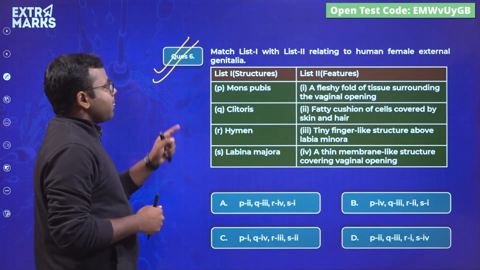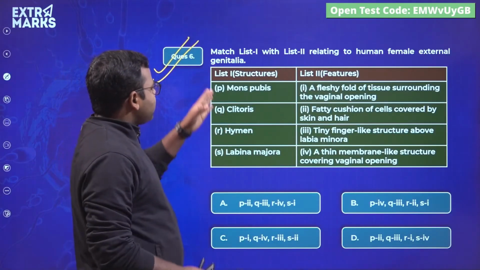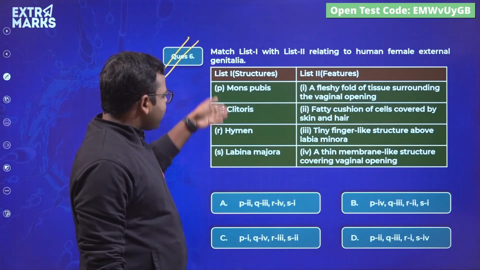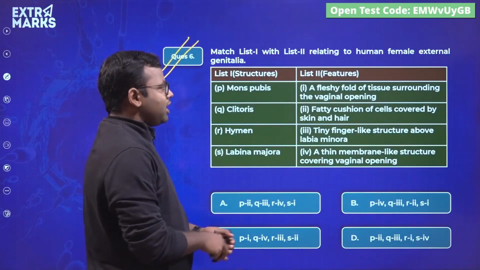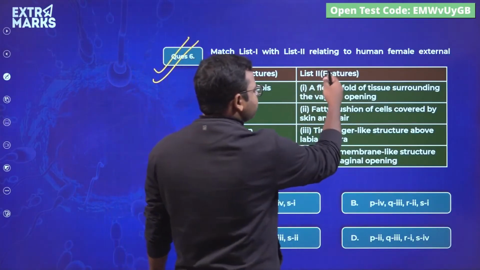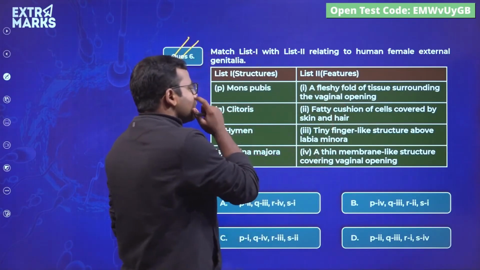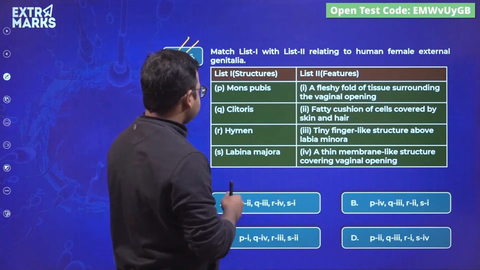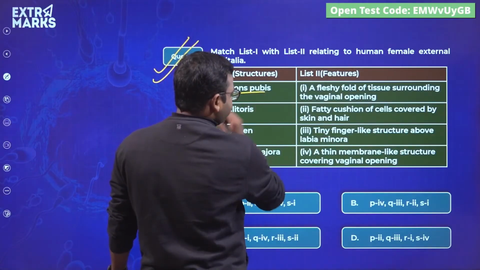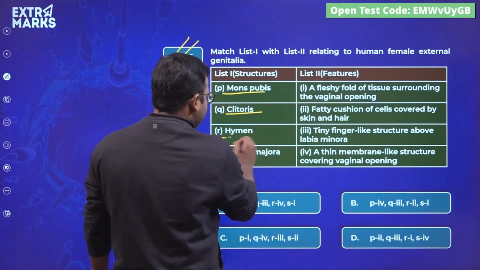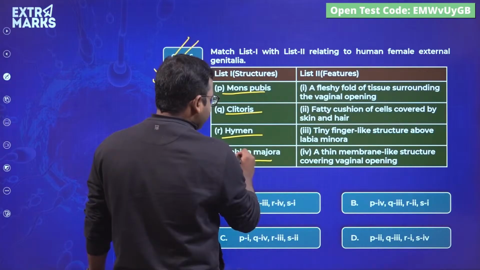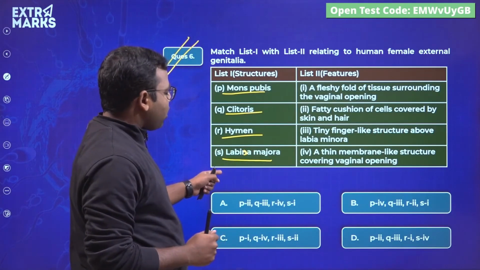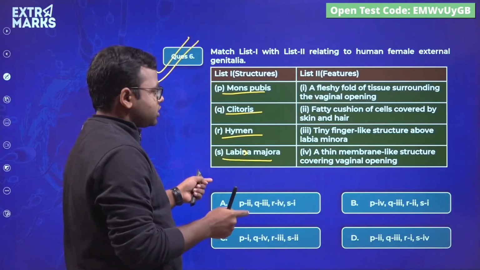See this question now, matching we have to do. Here list 1 is there, A, P, Q, R, S. List 1 includes all the structures of female external genitalia, and list 2 is having the features, right? Now you can see here the mons pubis, clitoris, hymen and labia majora, right? Now labia majora is basically always present outwards, right?